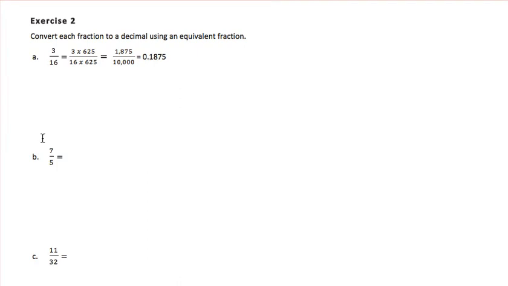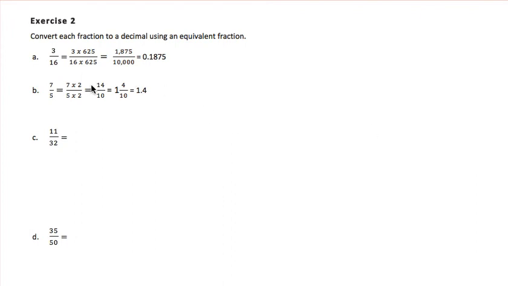7/5 in part B is a little easier to get there. We know that 5 goes into 100 20 times. But even easier, we could convert these to tenths, since tenths is a place value position. And 5 times 2 is 10. So we see that 7/5 is 14/10.